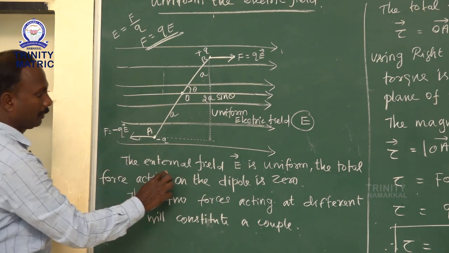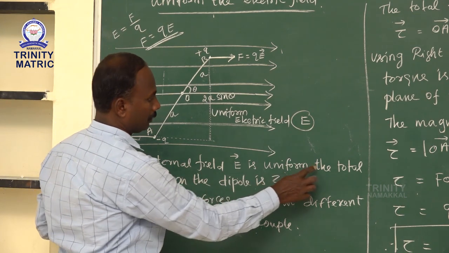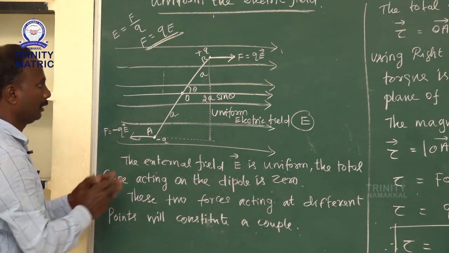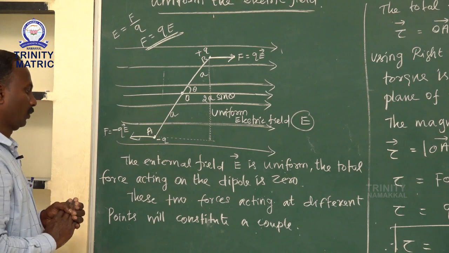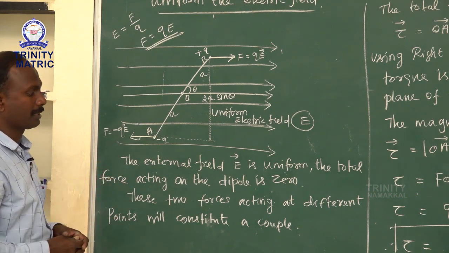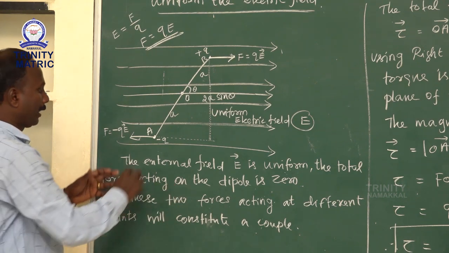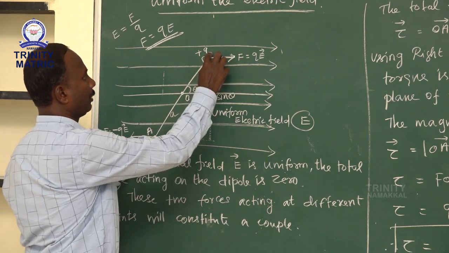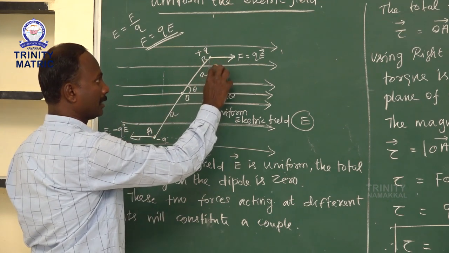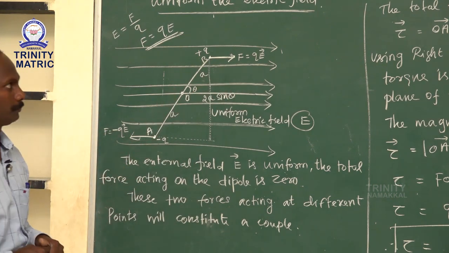See here, the external field E is uniform. The total force acting on the dipole is zero. In a uniform field, the net force on the dipole is zero. These two forces acting on different points will constitute a couple. Acting at point A and point B, with opposite charges, they produce a torque.